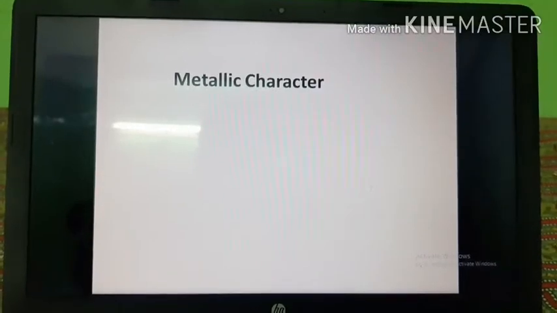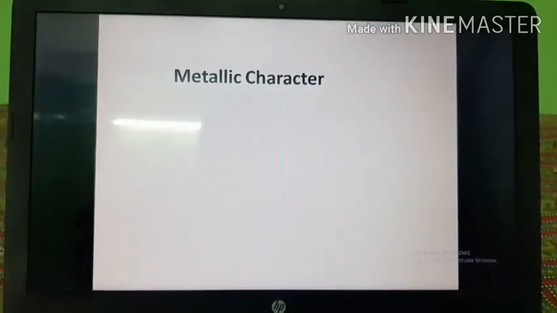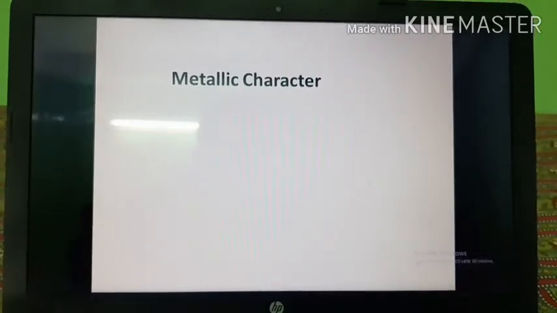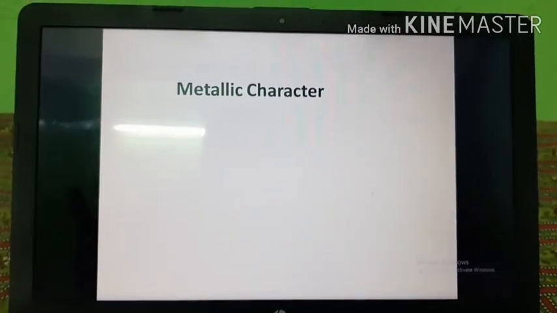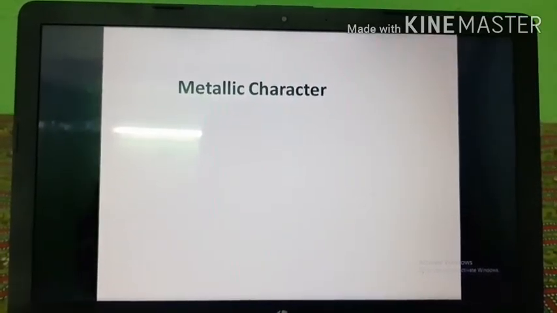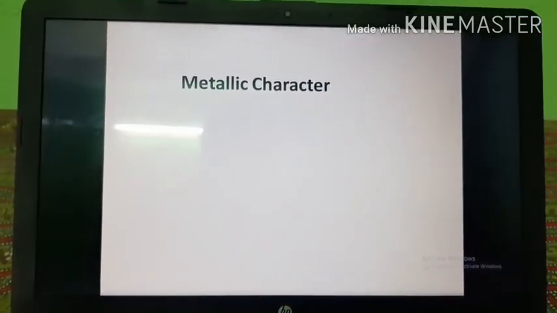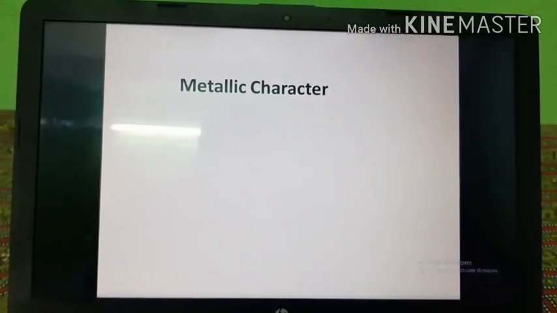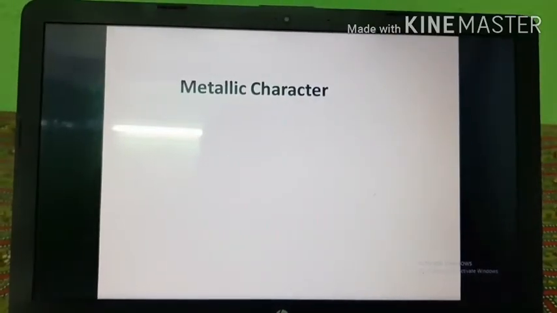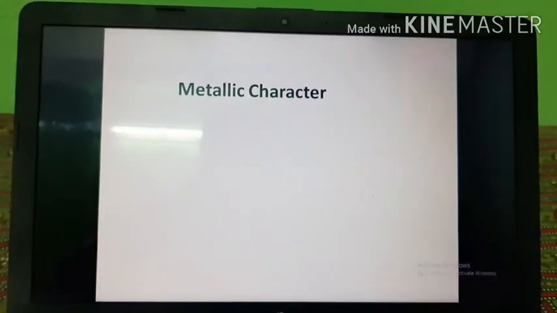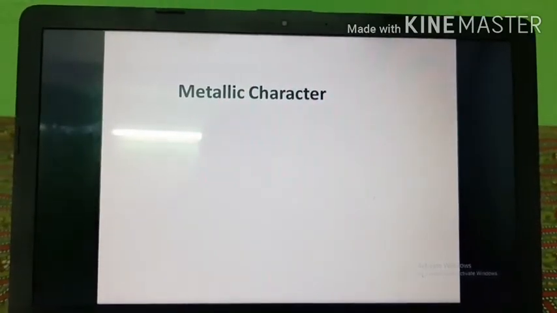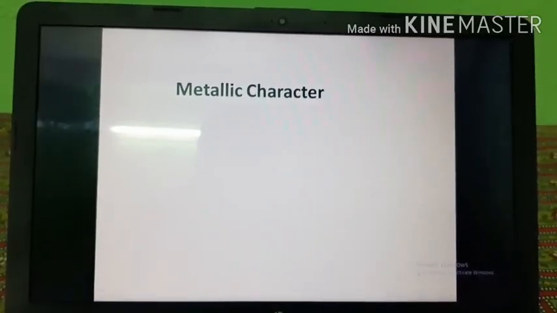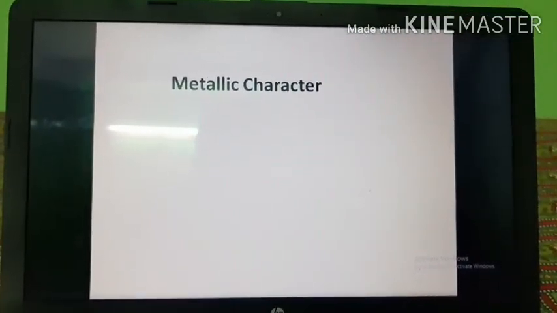Now, one more property we can discuss in this video is the basic nature of oxides. You know that metals form basic oxides. So as we move from left to right in a period, the basic nature of the oxide will decrease because the metallic character decreases. And if we move from top to bottom in a group, the basic nature of the oxide will increase because the metallic character increases. And the acidic nature of the oxide, obviously, will increase from left to right, and if we move from top to bottom, the acidic nature of the oxide will decrease.